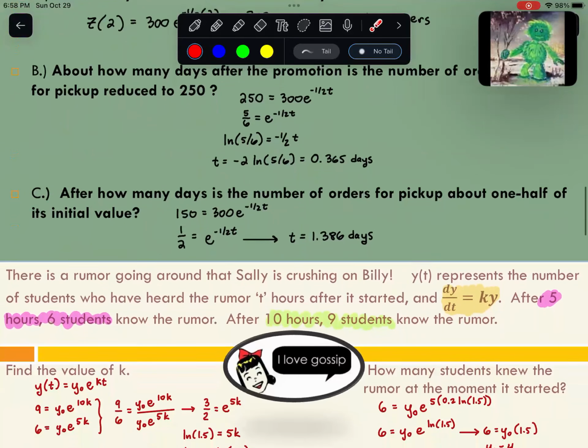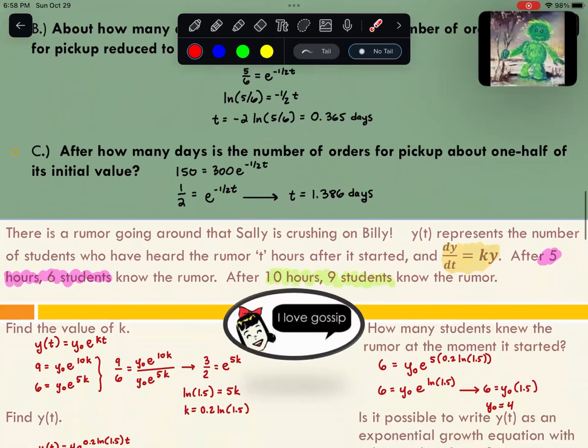Example on the next page, we're going to see a true growth. Oh no, there's a rumor going around that Sally's crushing on Billy. So of course, we're going to analyze it mathematically. y of t represents the number of students who heard the rumor, t hours after it started. And here's what we needed: dy/dt equals a constant times y. This here is the one and only clue that we have the exponential model.